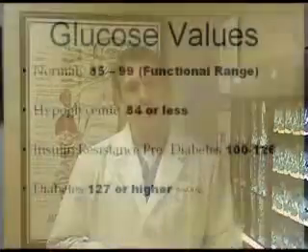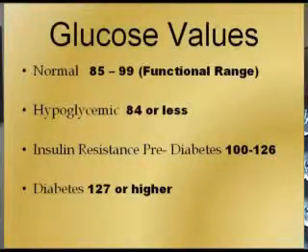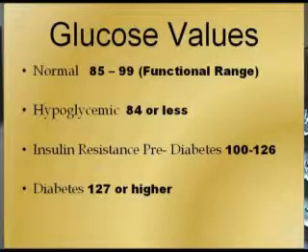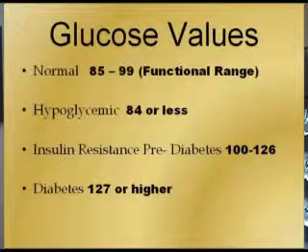Now, normal fasting glucose is 85 to 99 when you look at it on your panel. Somebody with hypoglycemia is under 85, or 84 and lower. Somebody with insulin resistance or pre-diabetes would be anything over 99. Okay? Now, medically, diabetes is based on two fasting blood sugars of 127 or above.